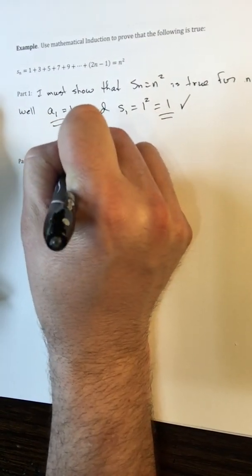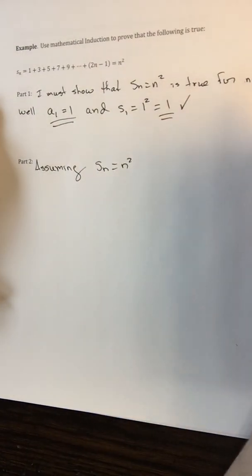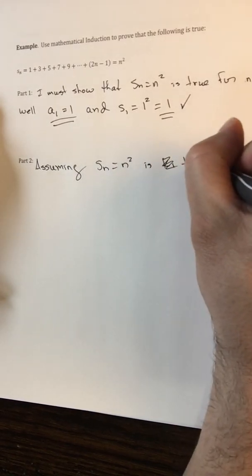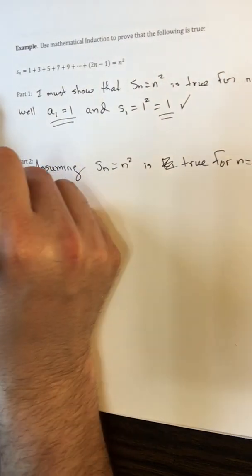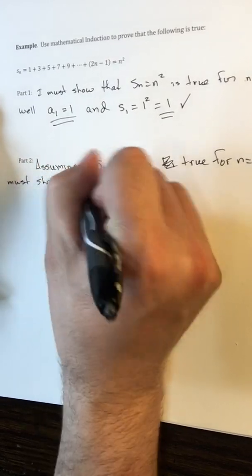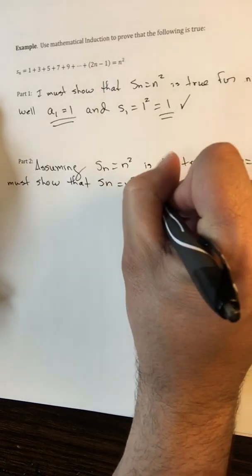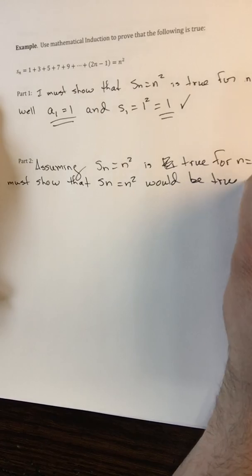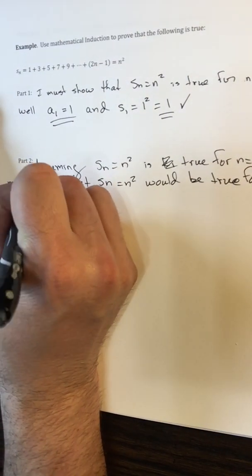Assuming S sub n is equal to n squared is true for n equals k, I must show that S sub n equals n squared would be true for n equals k plus 1.